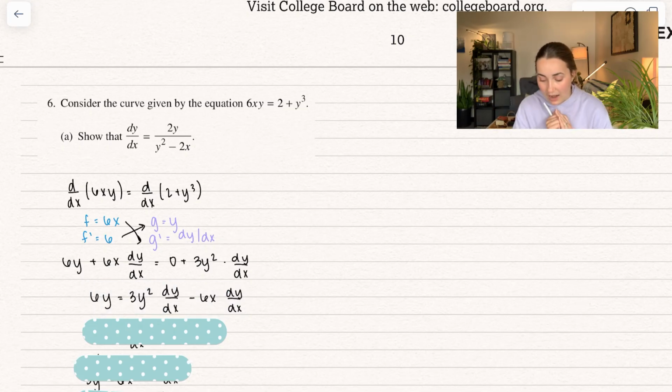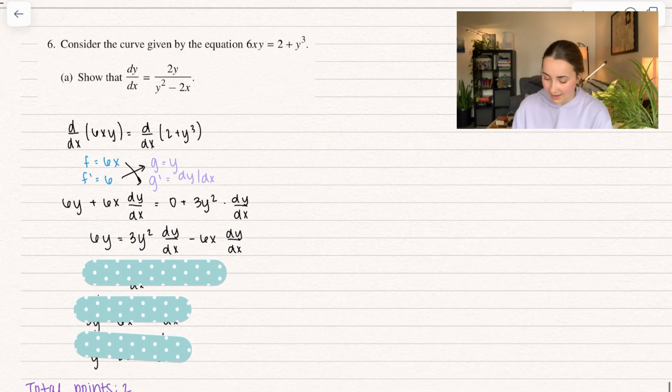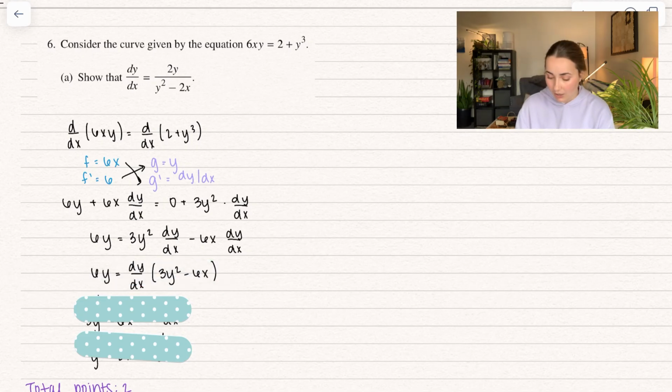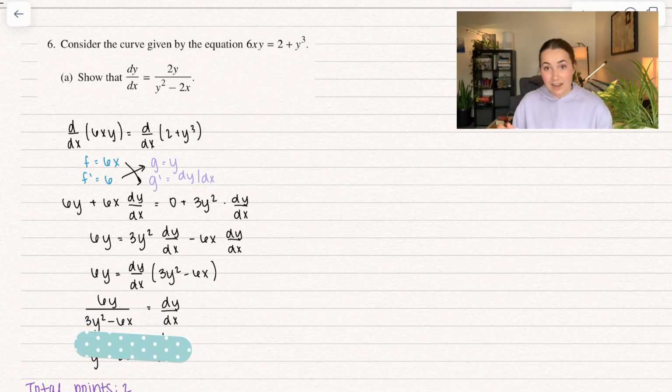So now what I want to do is I want to get all the dy/dx's to the same side. So I'm going to subtract over that 6x dy/dx. The purpose of doing this is so I can go ahead and factor out dy/dx. And I have my leftovers 3y squared minus 6x. Since I factored it out, I can go ahead and just divide it over.